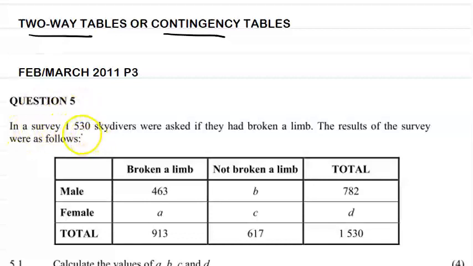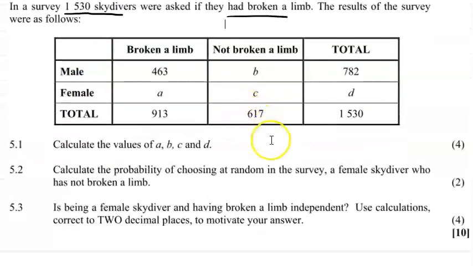In a survey, 1,530 skydivers were asked if they had broken a limb. The results of the survey were as follows. We have male 463, B 782, female A, C, D, total 913, 617, 1,530. Calculate the values of A, B, C, and D.